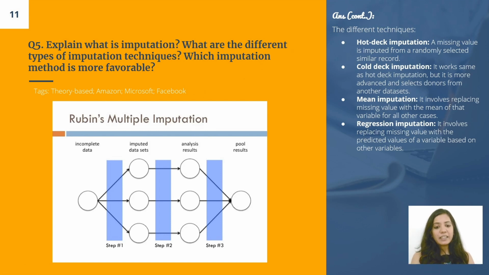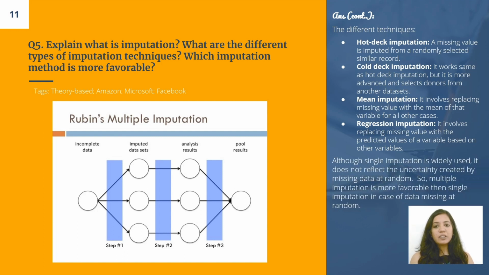These are the different techniques. So these can be applied on both single as well as multiple imputation. As I mentioned earlier, generally even though single imputation is more widely used, it is multiple imputation, because of its accuracy, which is generally favored.